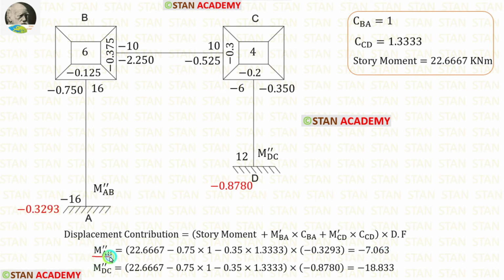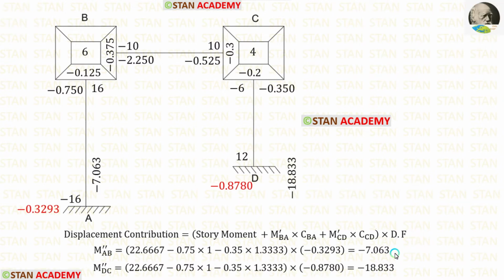For M double dash AB and M double dash DC, all of the values will be the same except the displacement factor. The displacement factor for the column CD is minus 0.8780. After the calculation, we are getting this. Let us apply the values of M double dash AB and M double dash CD. We have finished the first iteration. Now let us start the second iteration.